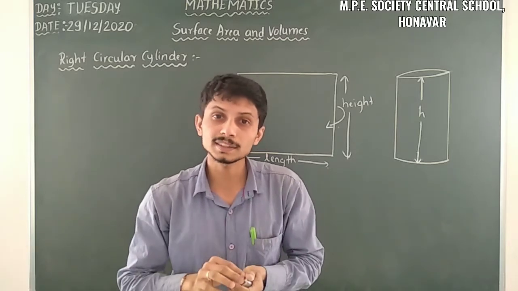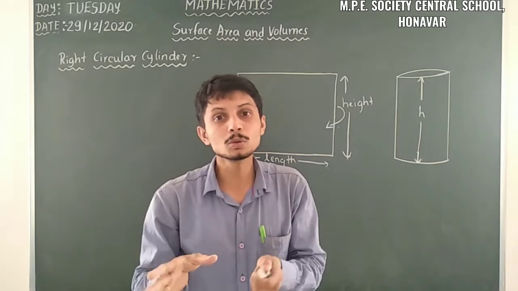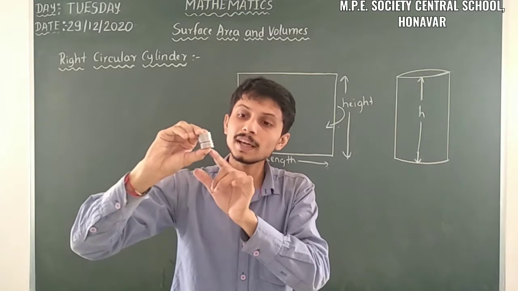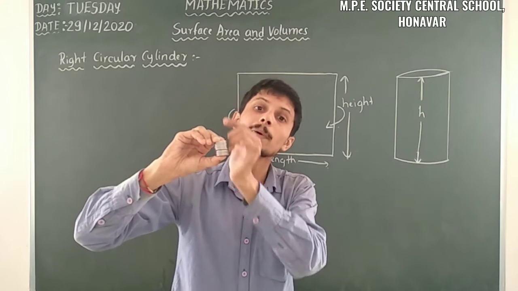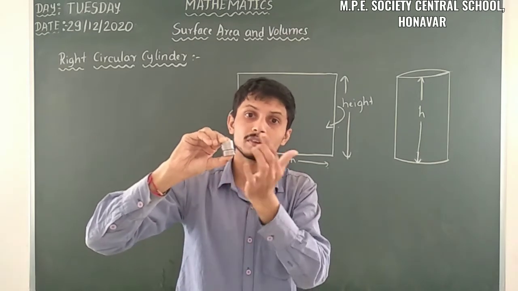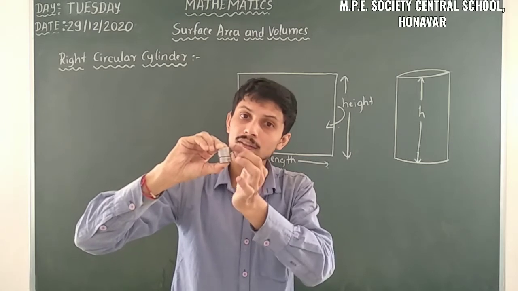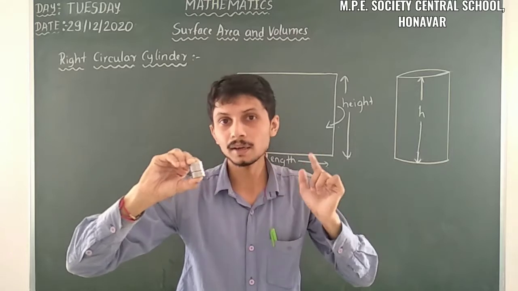Curved surface area of a right circular cylinder is 2 pi RH. So why is it 2 pi RH? 2 pi R is the perimeter of each circle. From each 2 pi R, there are many such circles there. So when we have this curved surface, that means 2 pi R into H, where H is the height of the cylinder: 2 pi RH.